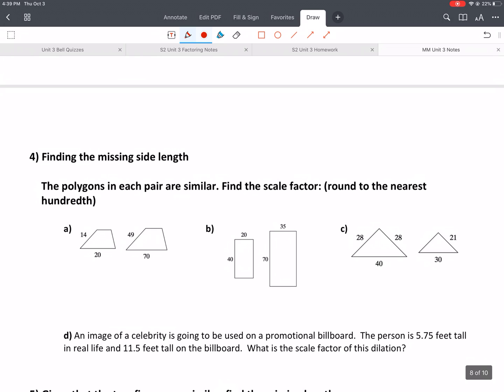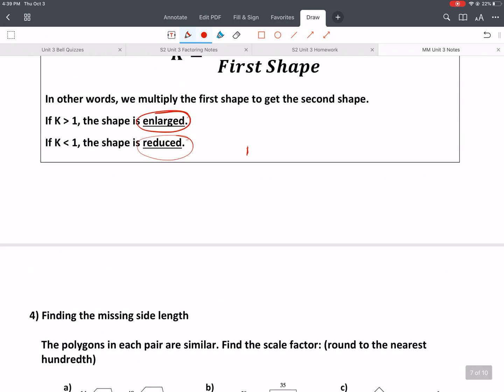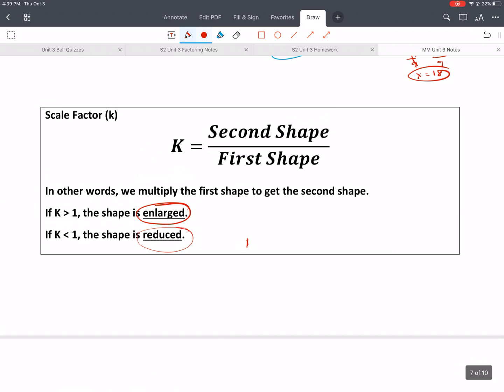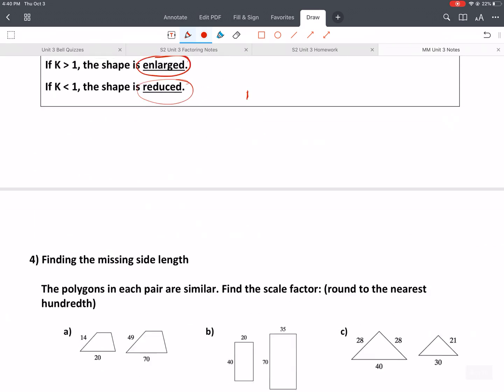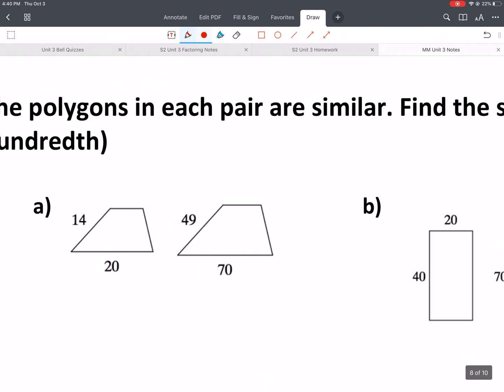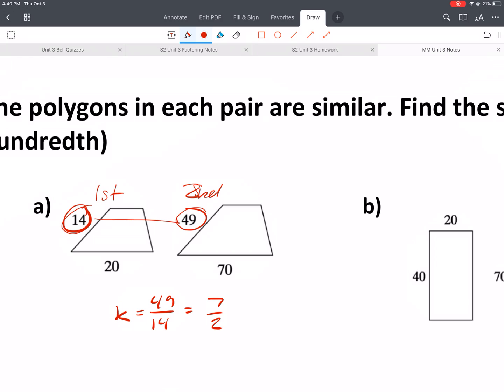They want us to find the scale factor. So how we do the scale factor is we do the second shape divided by the first shape, okay? So if we're trying to do that, we would say, well, this would correspond to this. This would be our second shape, and this would be our first. So we'd do 49 over 14. That would be our scale factor. And then just simplify it. I think it gives you 7/2. Okay? So if you multiply 14 by 7/2, you end up getting the bigger, what is that, trapezoid?